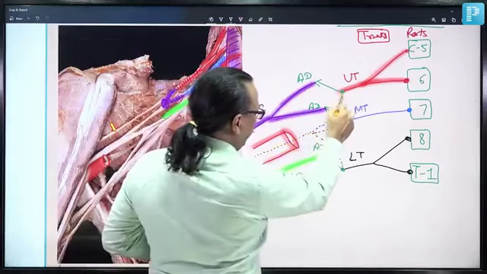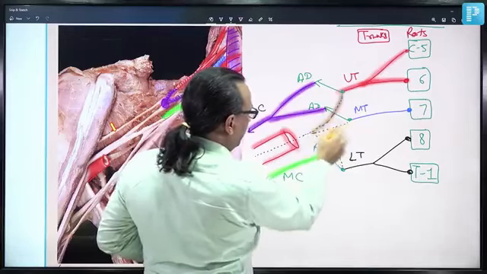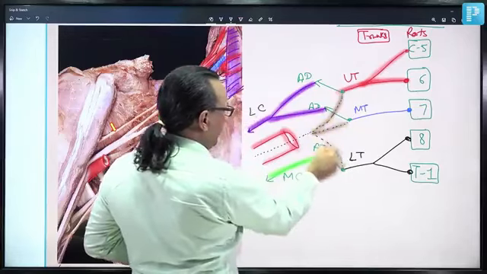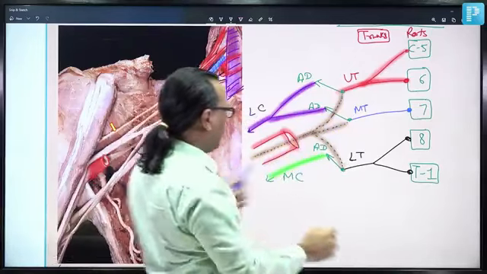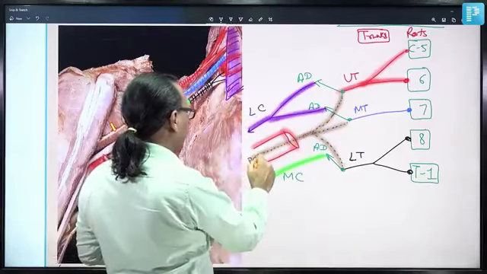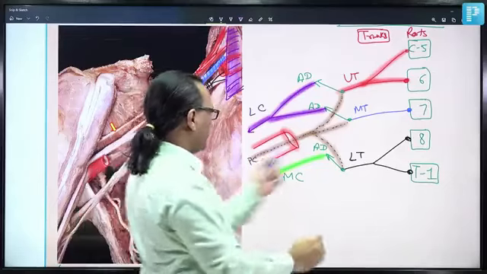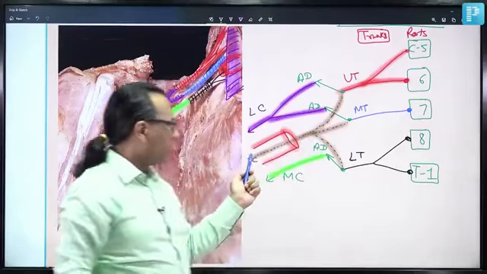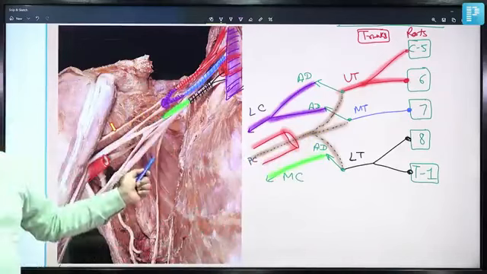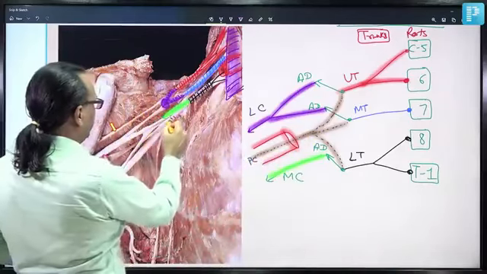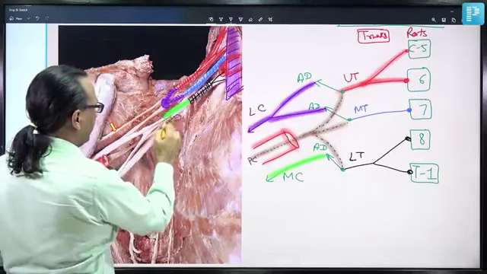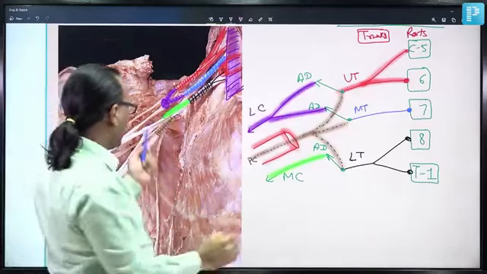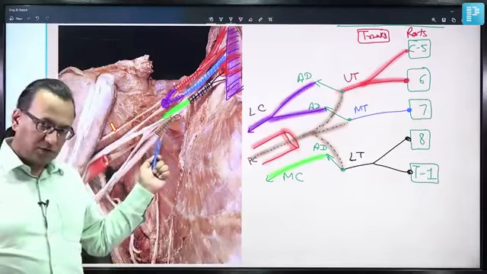So the posterior divisions of the upper trunk, the middle trunk and the lower trunk will be forming the posterior cord of brachial plexus running posterior to the axillary artery. Fine. That is the posterior cord of brachial plexus. But can you show the posterior cord in this diagram? Yeah, let us see here. This is the posterior cord of brachial plexus, and we'll be skipping it here at this moment because we have a separate diagram for the posterior cord.